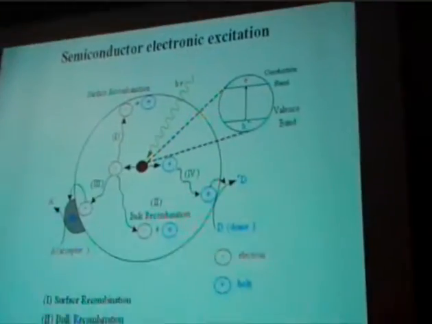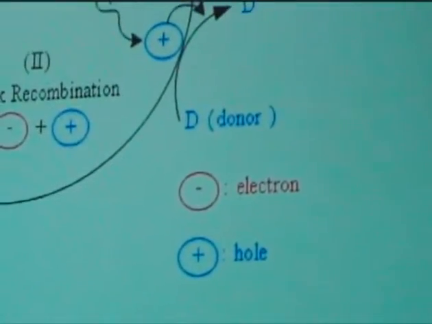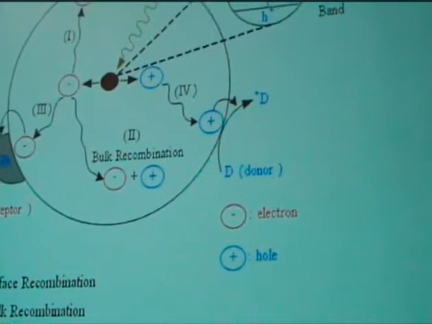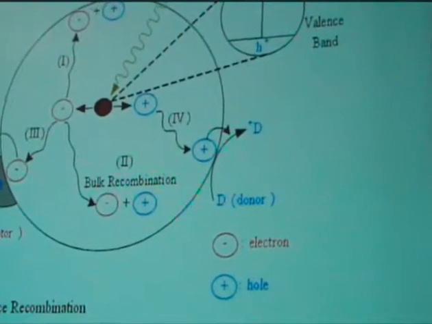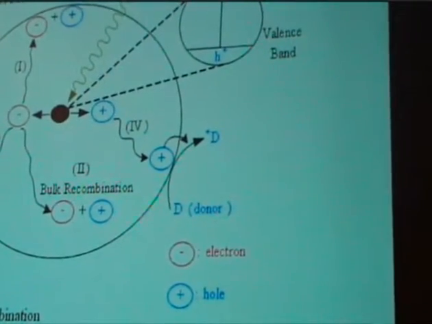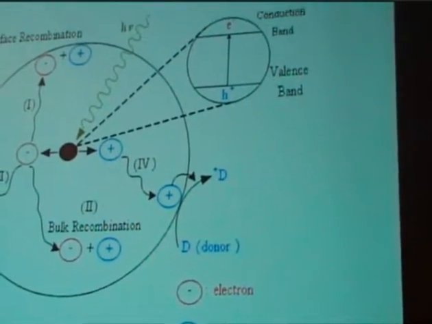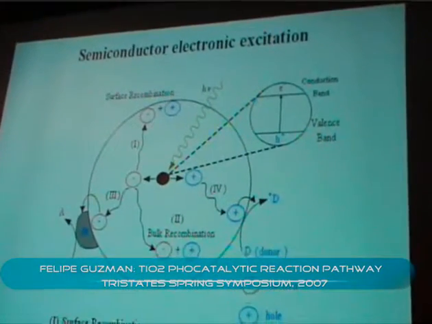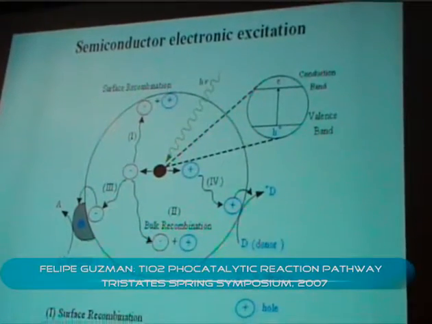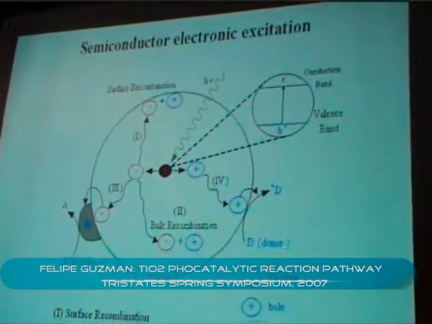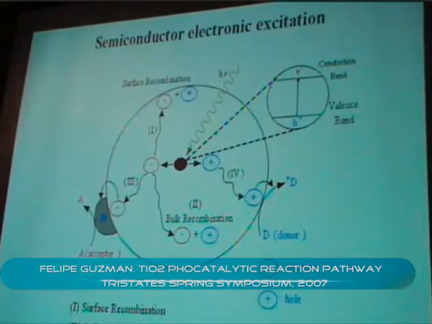Now, the hole and electron can migrate to the surface and undergo recombination. They can also recombine in the bulk, as I'm showing in pathway 2. And in pathways 3 and 4, the electron can migrate to the surface and transfer an electron to an acceptor molecule, and the hole to a donor molecule, and create ions that will continue the reaction.